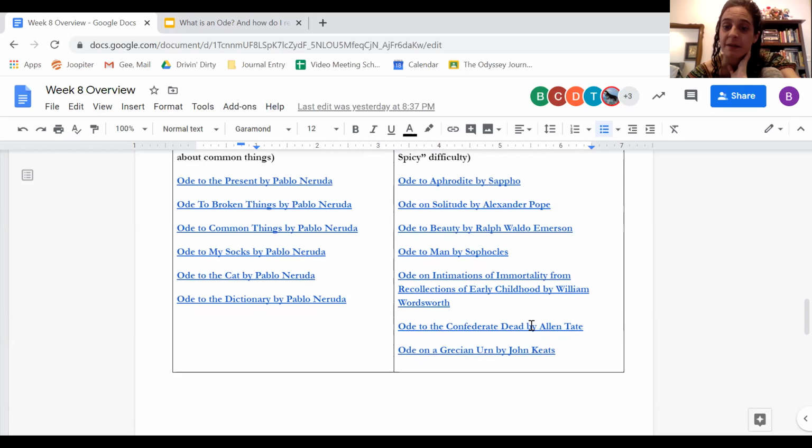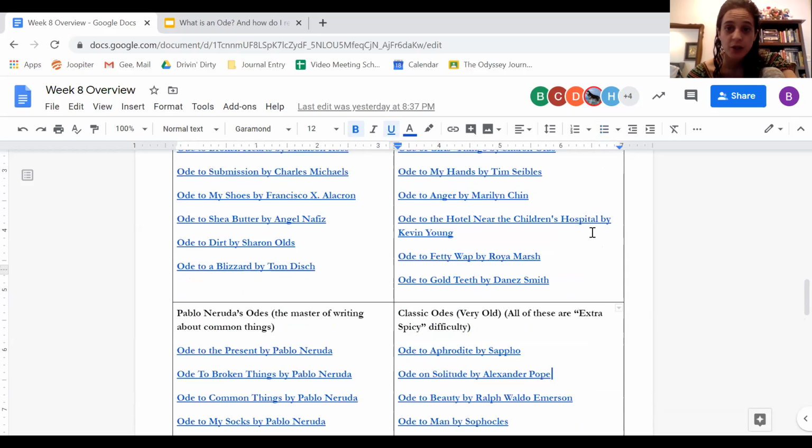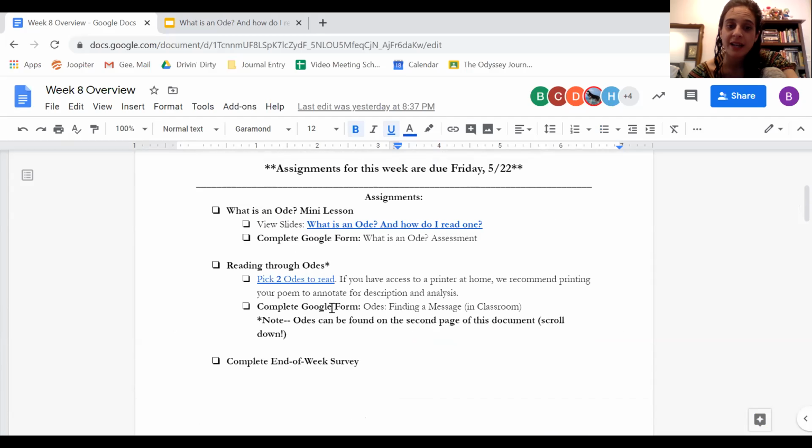Alan Tate is an American poet, and he is from the late 1800s. Alexander Pope, I think, is from the 1600s, maybe. I think you have to check me on that. But I think he's also British. And Ralph Waldo Emerson is from the early 20th century, so the turn of the century. And he often is very quoted. He's very quotable. So you're going to pick any two from any category, read them, and then you're going to do that last Google form, the odes, finding a message, about 2 of them, and then you're done.